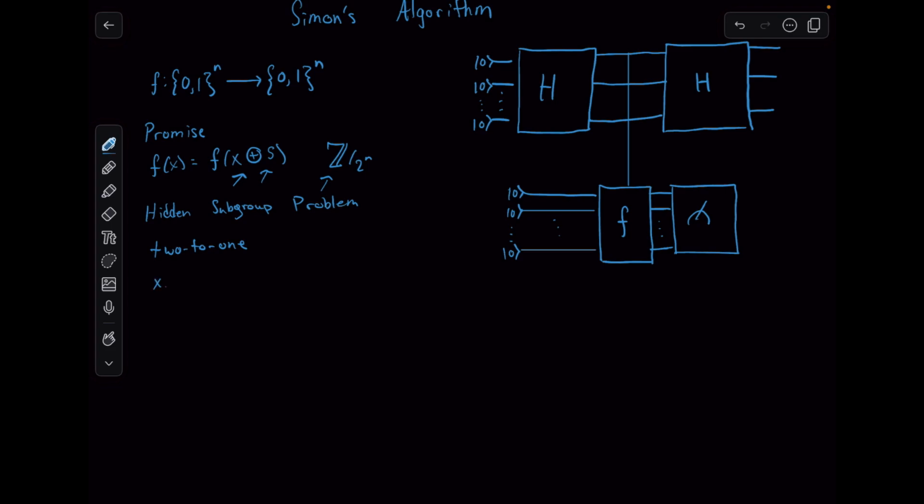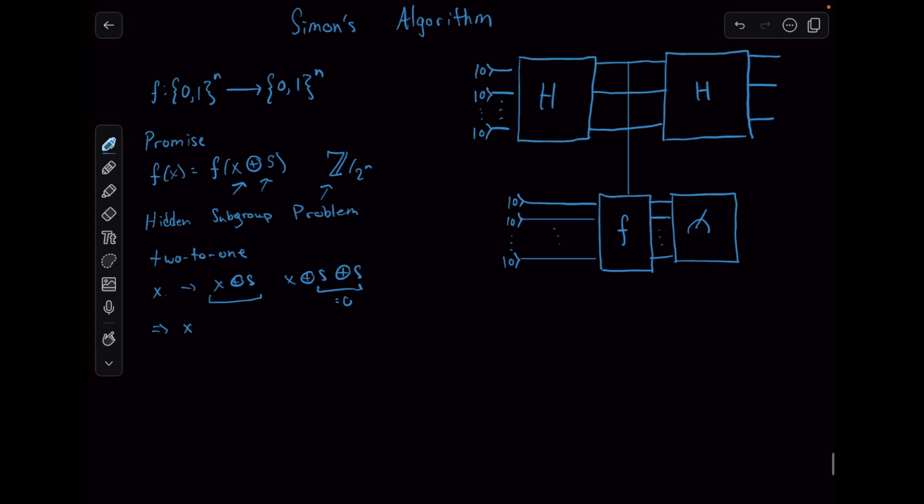So we have x, and we're promised that x XORed with s is going to return the same value. So now just to verify, let's just take this as our input now and see what we get when we XOR it again with s. And of course, this just goes to 0, and we get back x. So indeed, there's only a pair that's going to return the same value, not 3 or 4, and so on. So classically, how do we go about doing this?